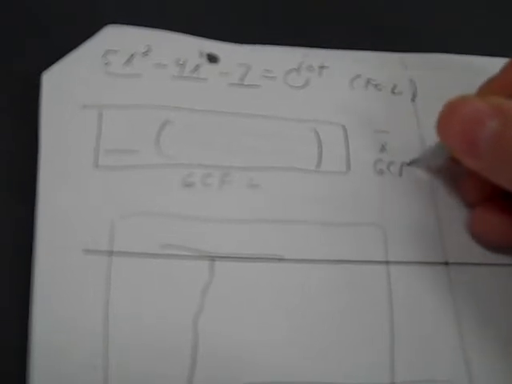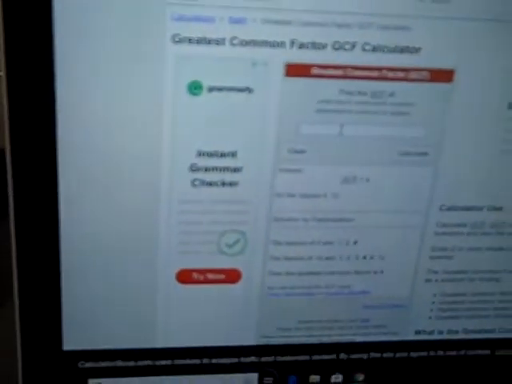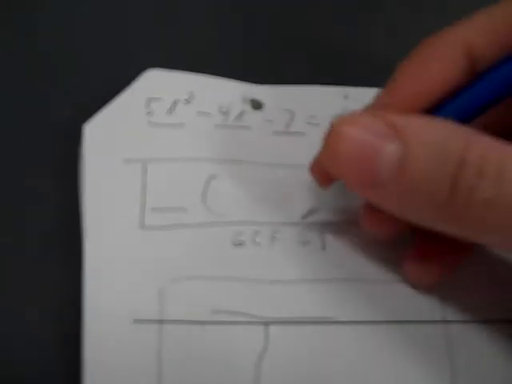Okay, GCF. Negative, nope, don't need the negative. X squared here, but not here. Then 5, 4, and 7 have a greatest common factor of just 1. Okay, so the GCF's 1. So if the GCF's 1, we abort mission there.